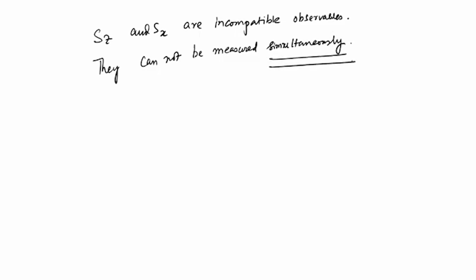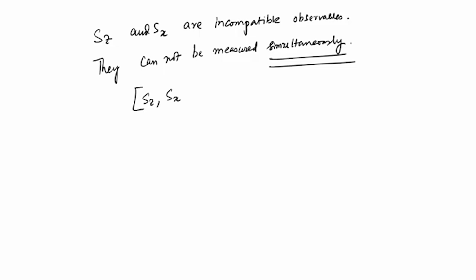So, this is a very important statement that two components of spin cannot be measured simultaneously, and this will be reflected later. If there are two observables corresponding to two different operators, and they are incompatible or cannot be measured simultaneously, then we say that the commutation of Sz and Sx is not equal to 0, and indeed the commutator of Sz and Sx is not equal to 0; it is in fact the third component, which is Sy here.